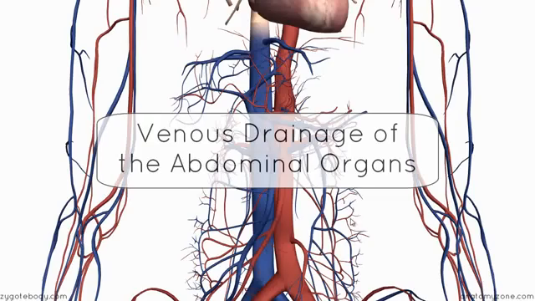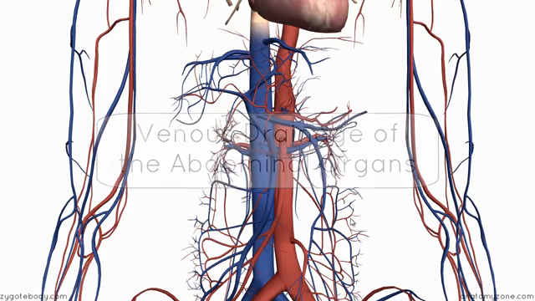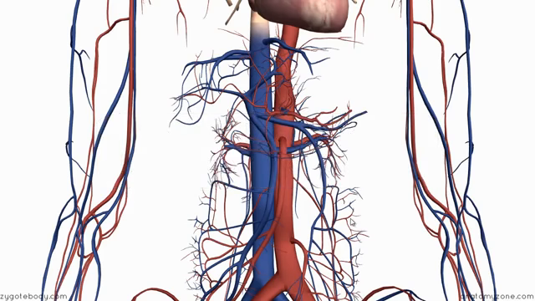Okay, so now we're going to take a look at the venous drainage of the abdominal organs. The blood doesn't return to the inferior vena cava and then into the right side of the heart. It actually passes through the liver, through the portal system. So you've got this deoxygenated, nutrient-rich blood which passes through the portal system into a second vascular bed inside the liver, and then the liver has hepatic veins which drain into the inferior vena cava. So the venous drainage of the gut is through the portal system.